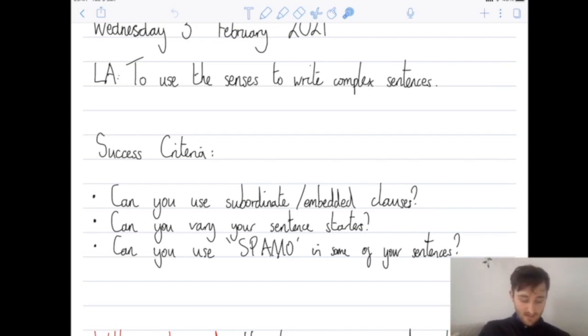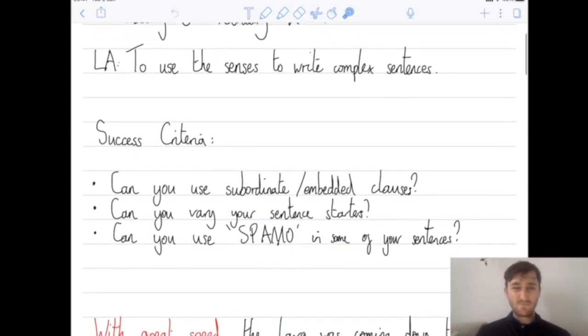Number two, can you vary your sentence starters? So can you, instead of just putting the lava, could you put a verb at the front, an adverb? Could you put a feeling at the front? So something to vary your sentence starters and make it really Year 4.